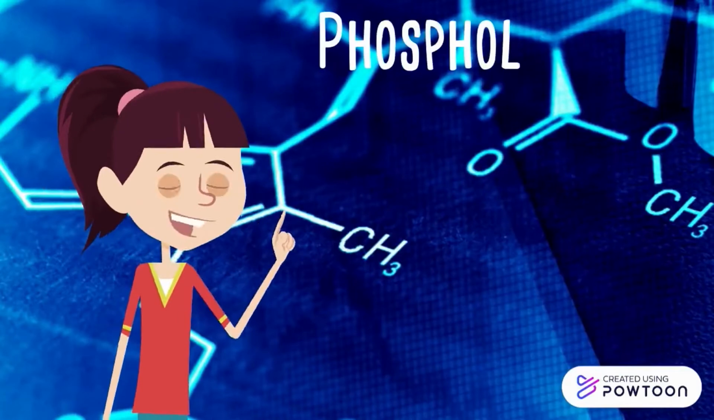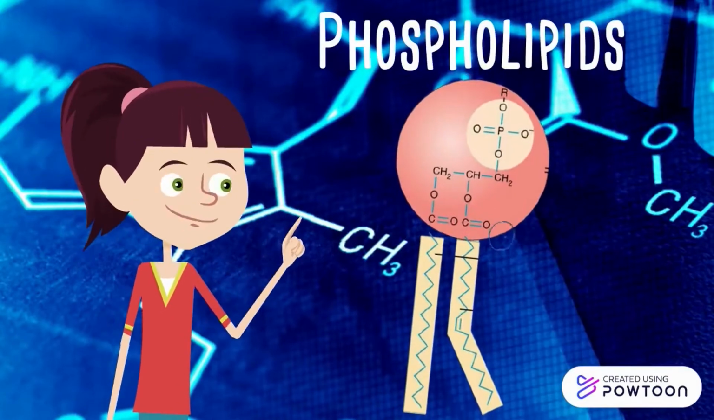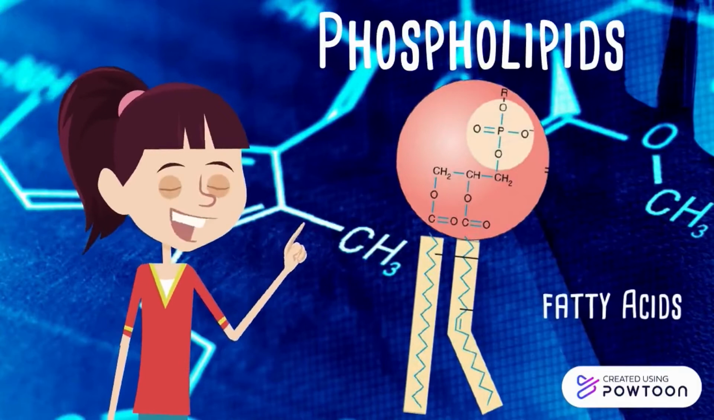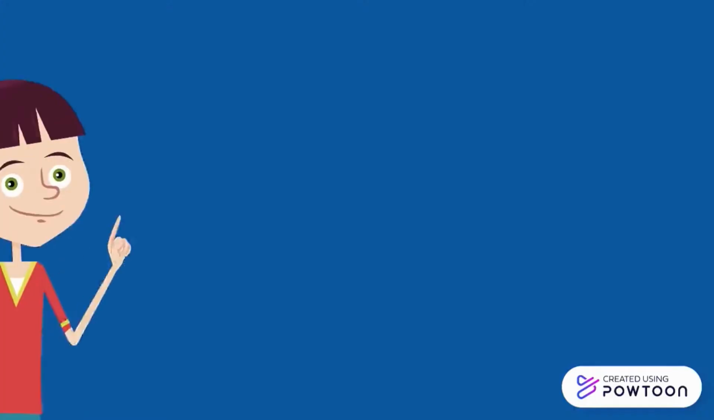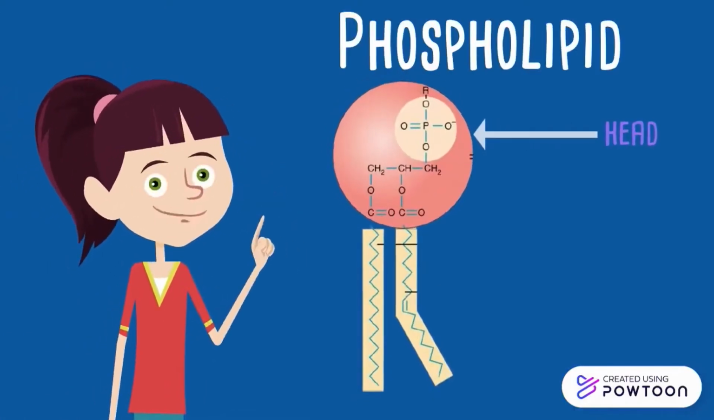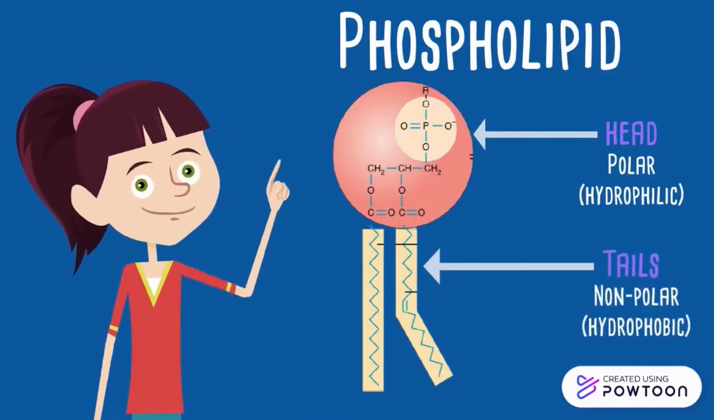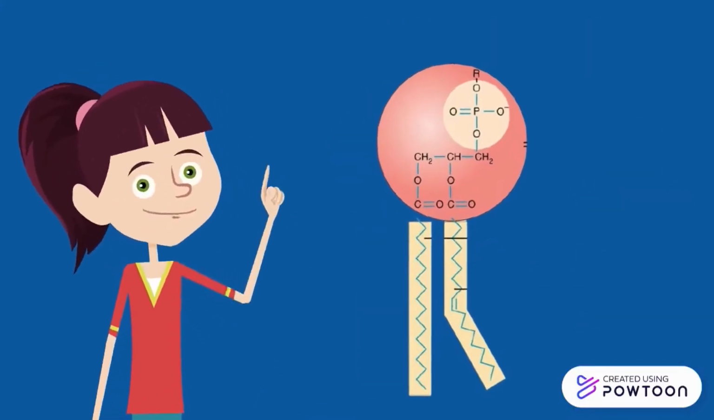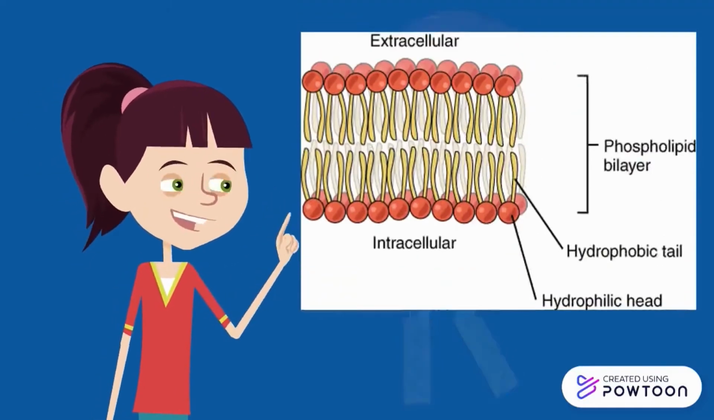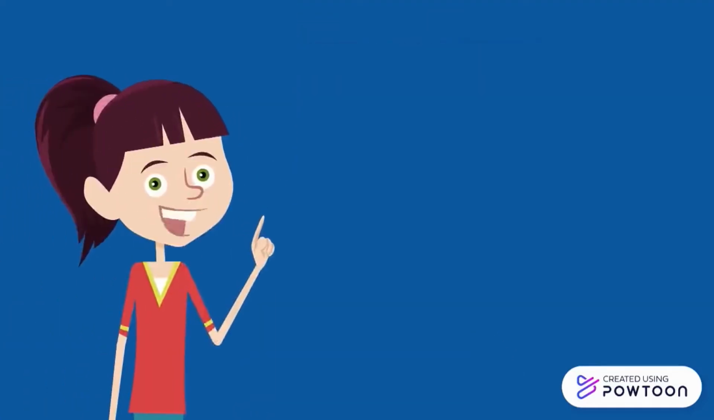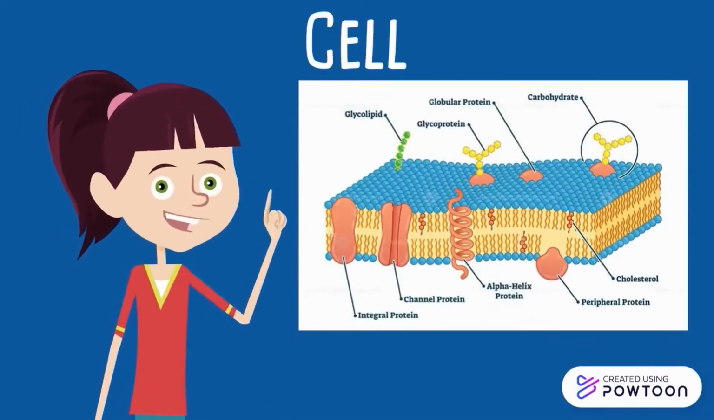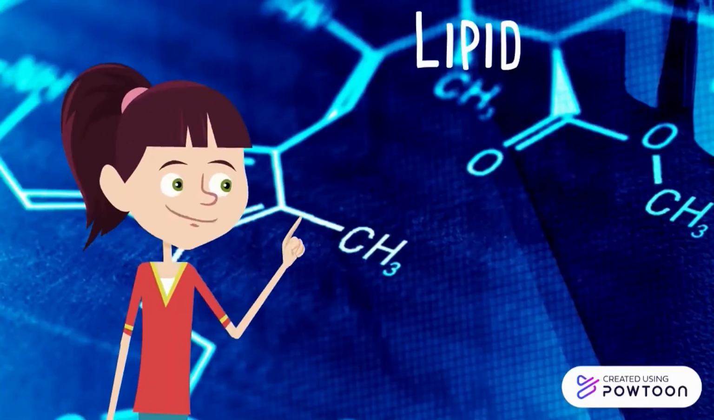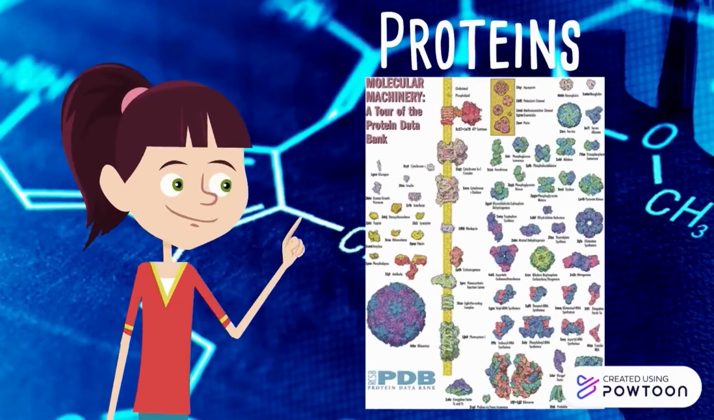Now let's get into phospholipids, which, differently from triglycerides, have a phosphate group. Thus, they have two fatty acids, one glycerol, and a phosphate group, and they are held together by ester bonds. In structure, a phospholipid has a head, which is polar or hydrophilic, and two lower tails, which are nonpolar or hydrophobic. Because of the composition of phospholipids, they are able to make up the cell membrane. You will hear later in this video how phospholipids make up a lipid bilayer, which is the main component of the cell membrane.